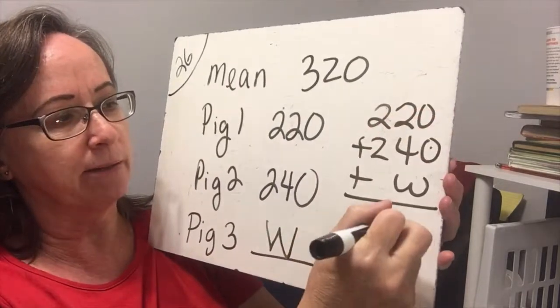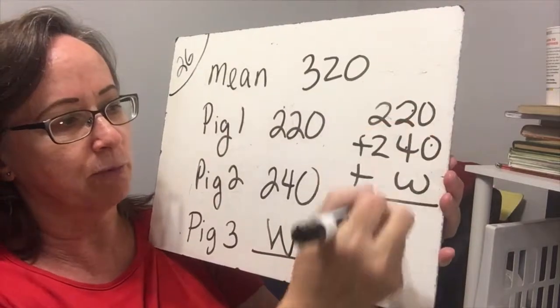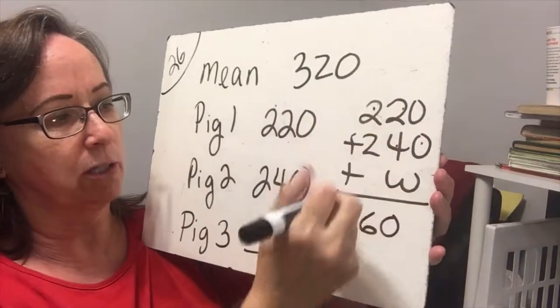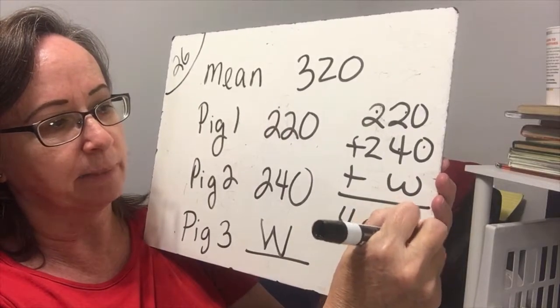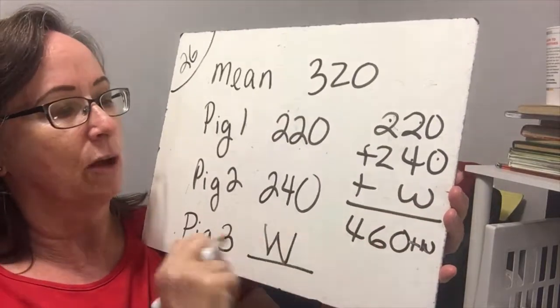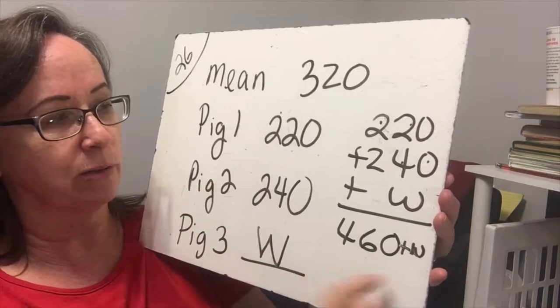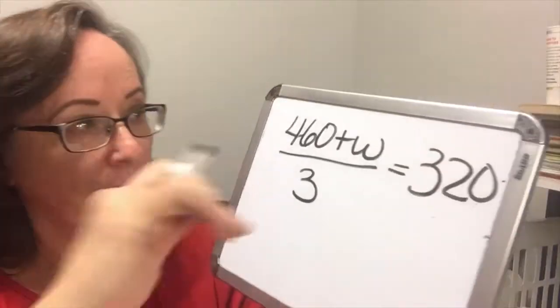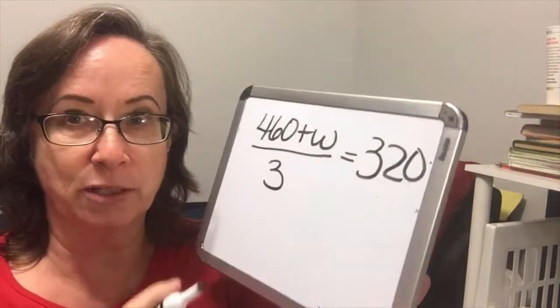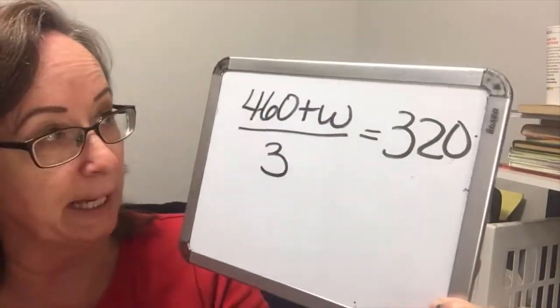But 0 plus 0 is 0, and 2 plus 4 is 6, and 2 plus 2 is 4. So I have 460 plus W. Okay, so that's going to be my total sum. And then I'm going to get another board here. Remember that the mean was 320 of all of the pigs.